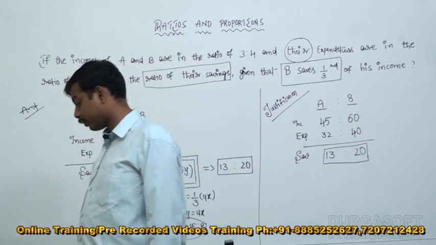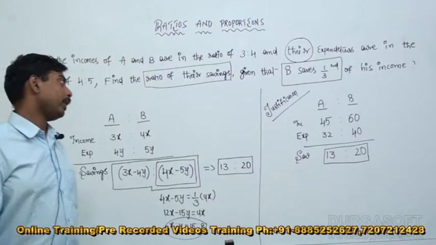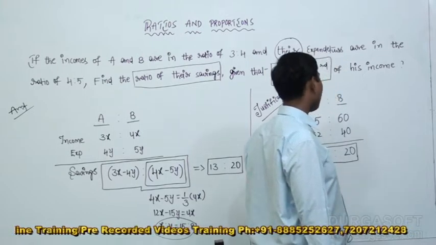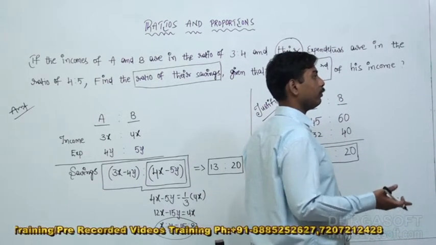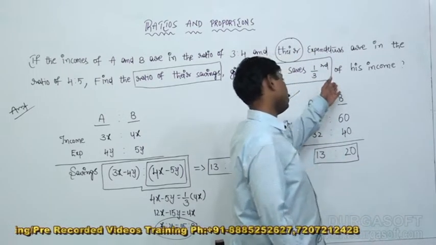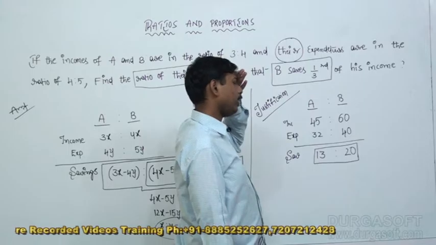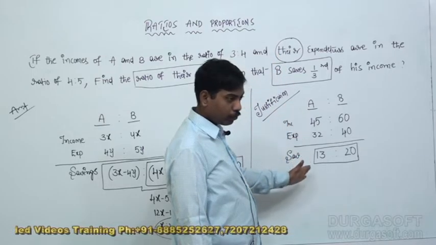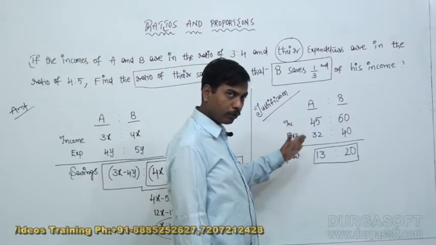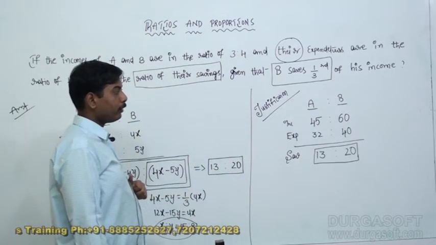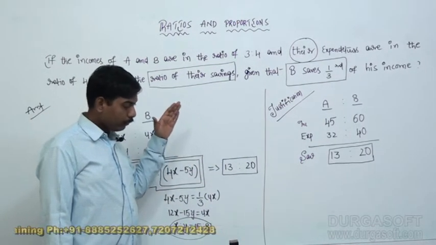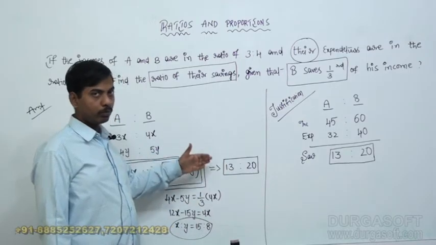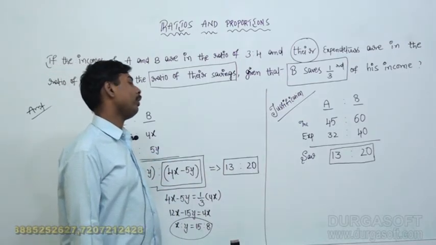20 is how much part of 60, my dear guys? 20 is the savings of B and 60 is the income of B. 20 parts savings out of 60 parts means B saves really 1/3 of his income only. That means all the conditions, whatever we got in the question, we have satisfied practically. Definitely the savings ratio of A and B should be 13:20 only, my dear guys. This one would be the conclusion of the question, all right.